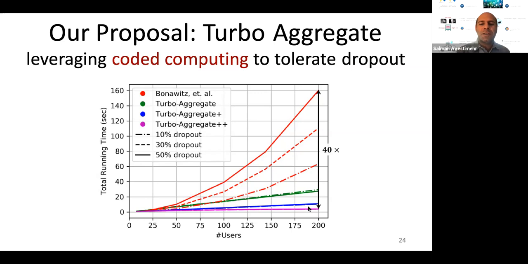And the second part is that you don't see the difference between 10% dropout, 30%, and 50%. All of them are lumped together. What is the magic here?